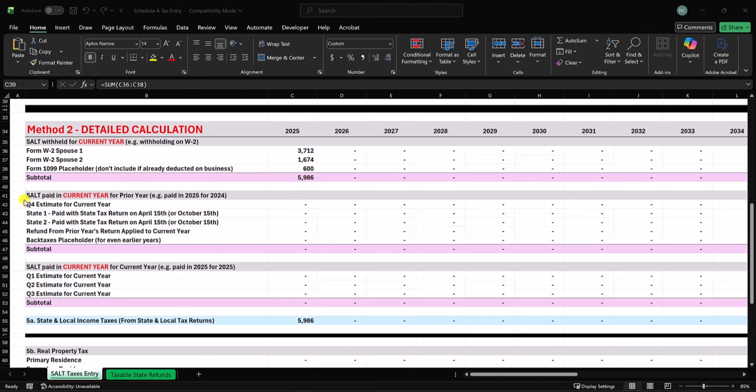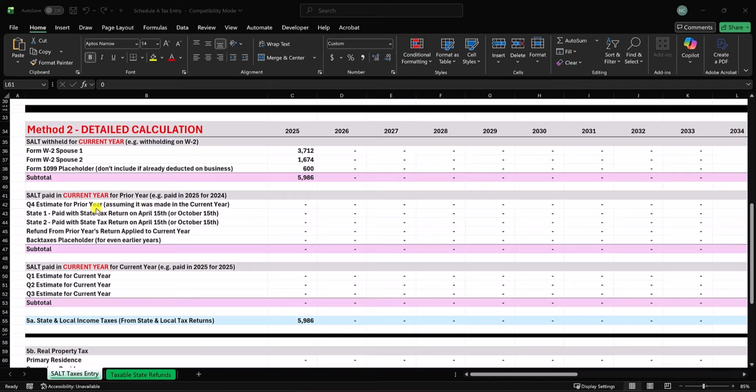Now, in the next section right here, we have state and local taxes paid in the current year for a prior year. For example, paid in 2025, but they were applicable to 2024. Okay, so the first item could be a Q4 estimated tax payment made for the prior year. And again, we are assuming that it was made in the current year. So let's do an example.